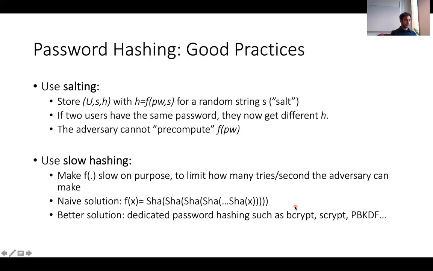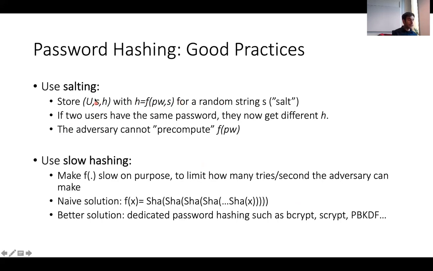So this means that password hashing is a bit different from regular hashing, and we need to use some extra precaution. A very common precaution is salt. Salt or salting is the practice of storing the hash of the password together with some random value s, known as the salt. So when you hash the password, you hash the password together with s, the salt.